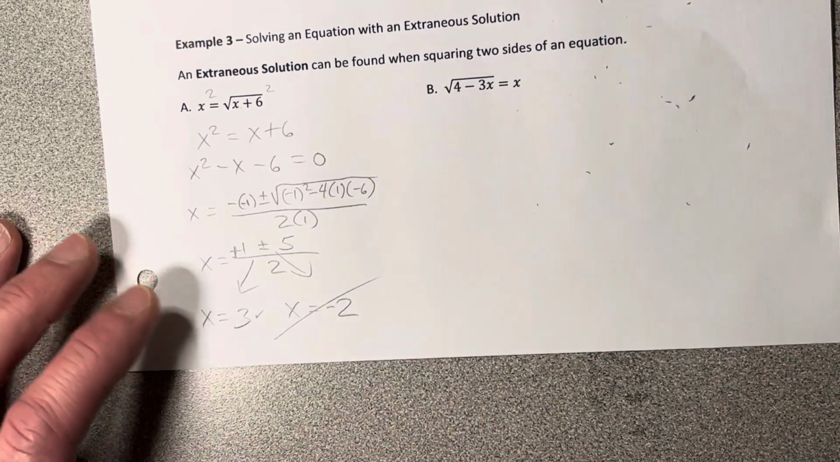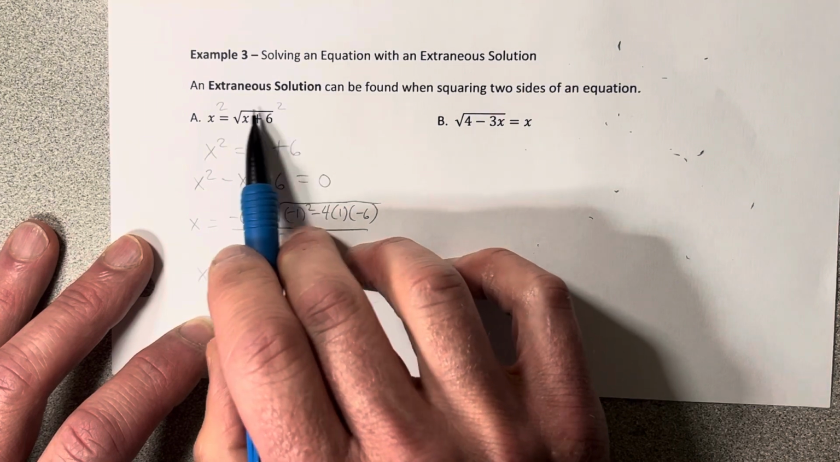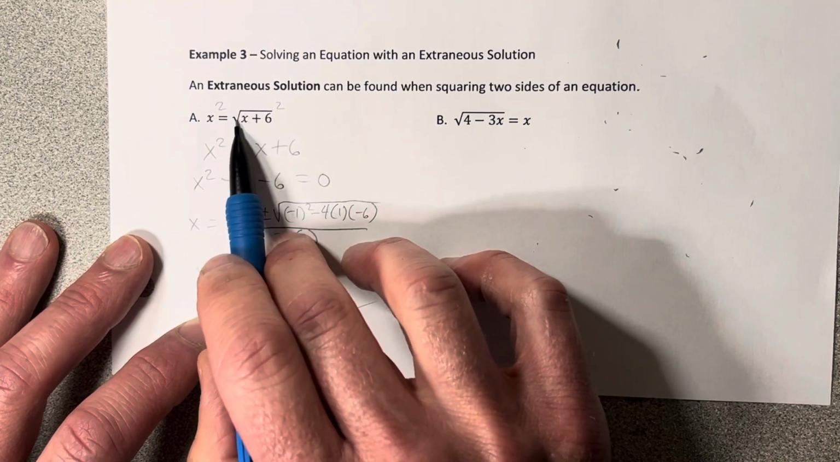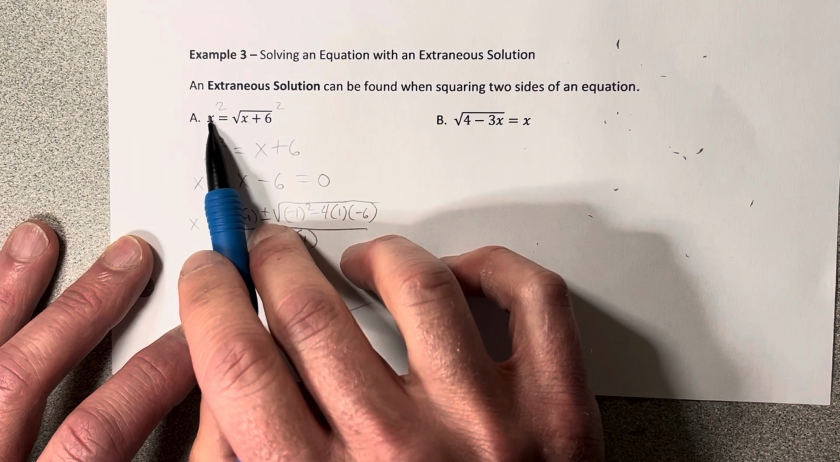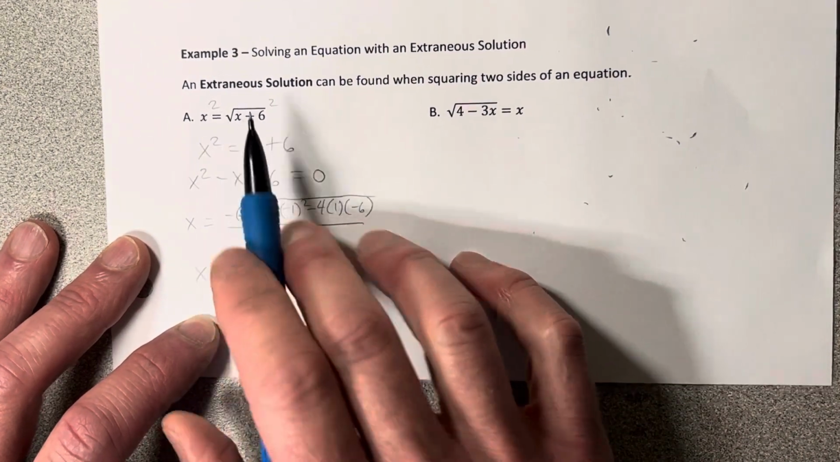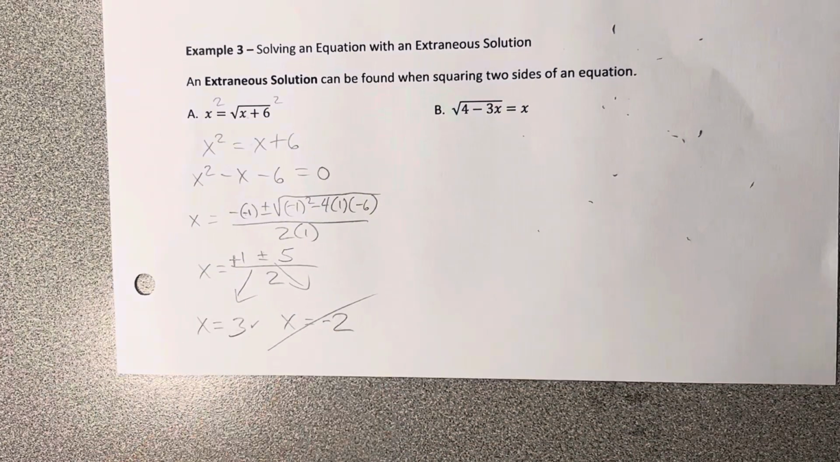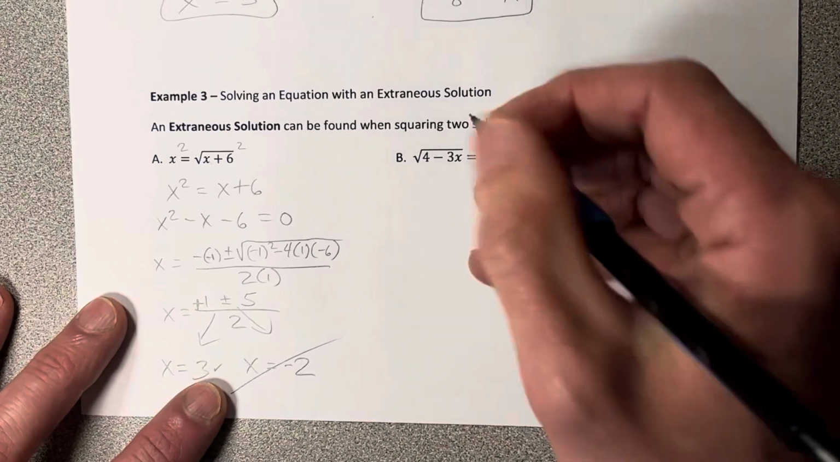Now, I'll tell you a quicker way to tell if it doesn't work. A square root can never be equal to what? A square root can never be equal to a negative. And if we put a negative 2 here, we'd have negative 2 equal to a square root. That ain't going to work. So we get to cross it out. Negative 2 was an extraneous solution.